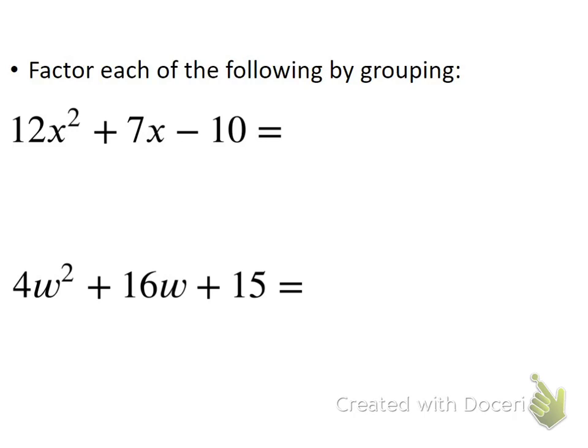Okay, so it says factor each of the following by grouping. You may need to refer to your notes from yesterday if you don't remember them, but the first step when I factor by grouping is to do what? Find my MA still. So my M is negative 120. You took 12 times negative 10 to get negative 120, okay? And your A is 7. So what's the MA going to be? What can I multiply to get negative 120 and add together to get 7?